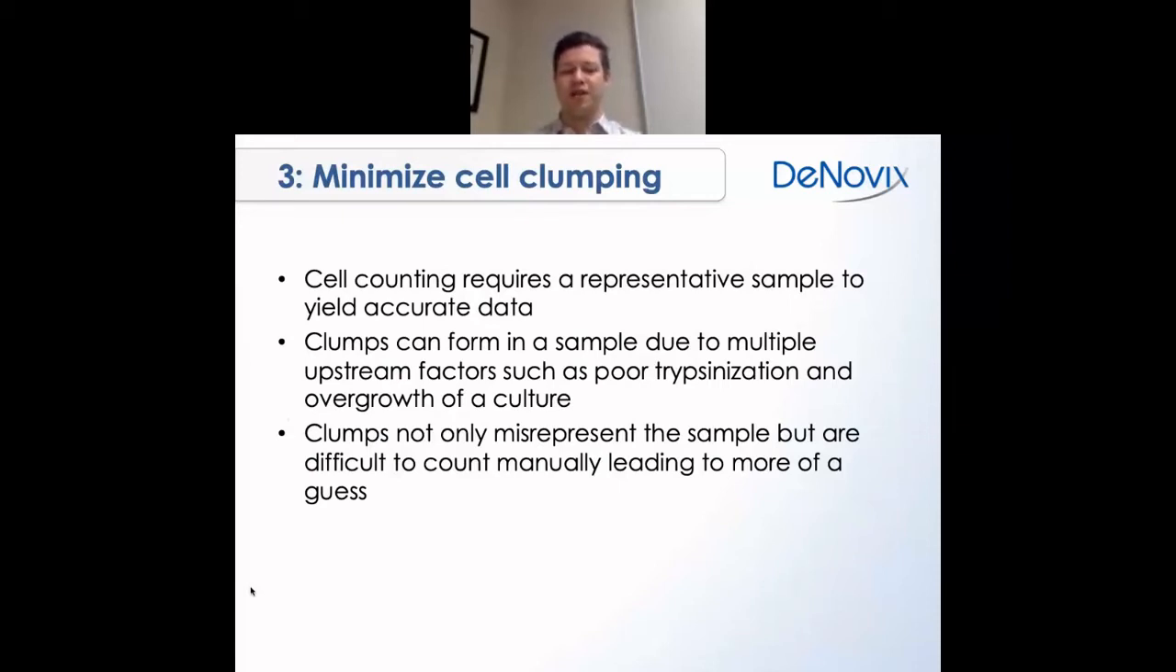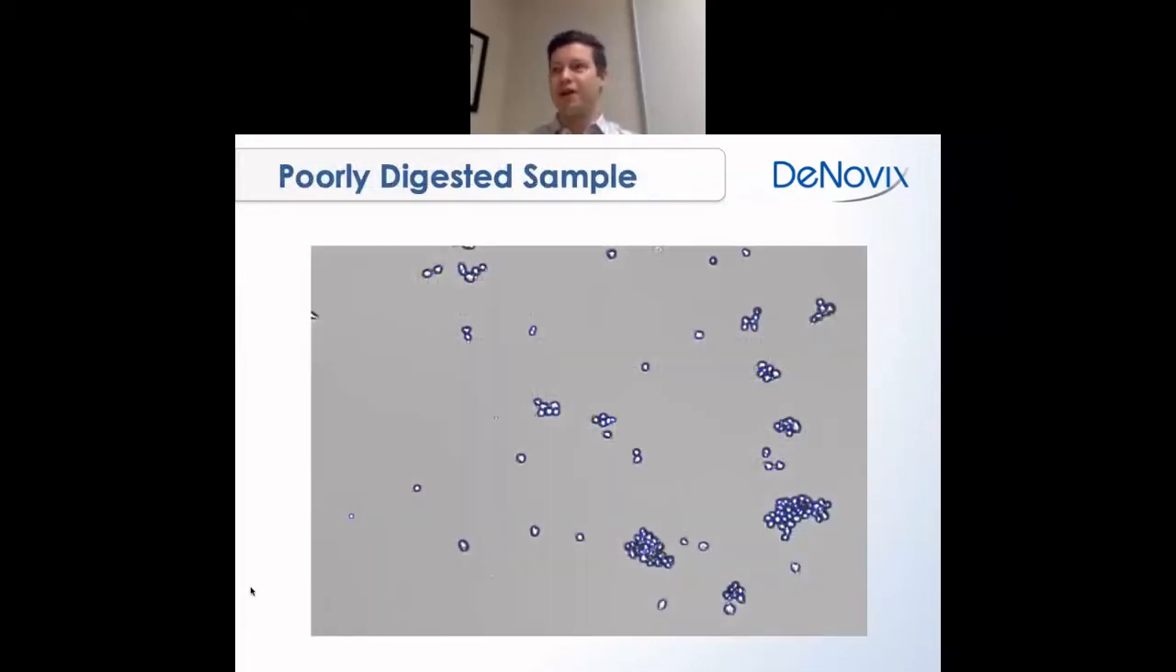But clumps are also very difficult to count manually, so you end up guessing more. At least I know if I were to look at a poorly digested sample like this with a bunch of big clumps, I might start counting it and then say something like, okay, this one here in the bottom right, that's probably about 25. And that one sort of in the lower middle, that one's probably about 20. And I'm not really taking account, just because it's difficult to keep track of where you are in that clump.